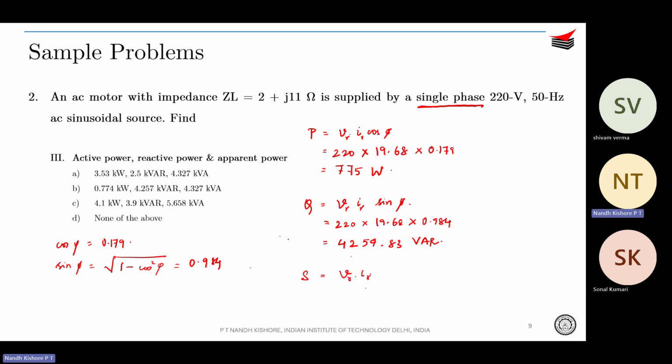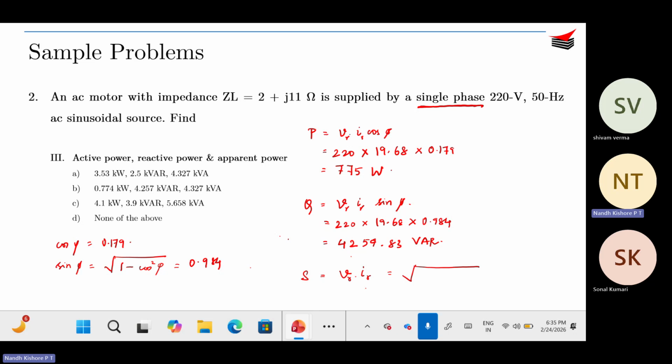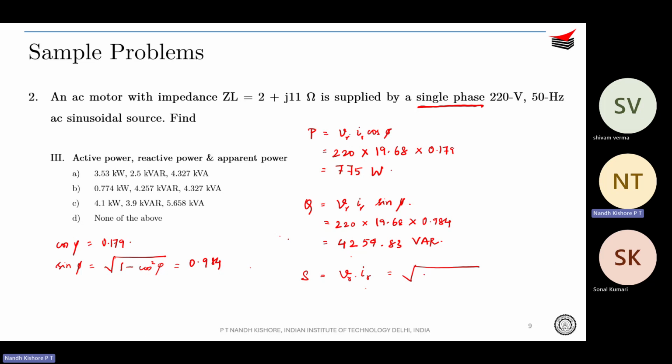And finally, S is what? VRMS into IRMS. Or if you want to take the long method, S is P plus jQ, so this would be root over P square plus Q square. Either way, 220 into 19.68, which you would be getting as 4329.6.